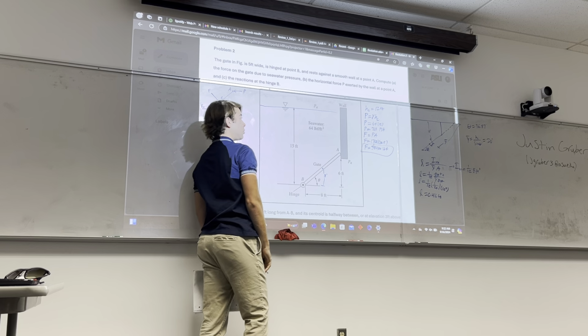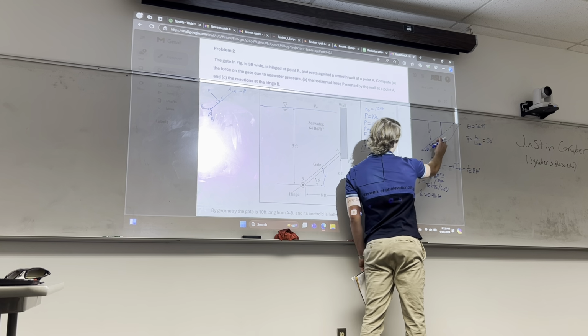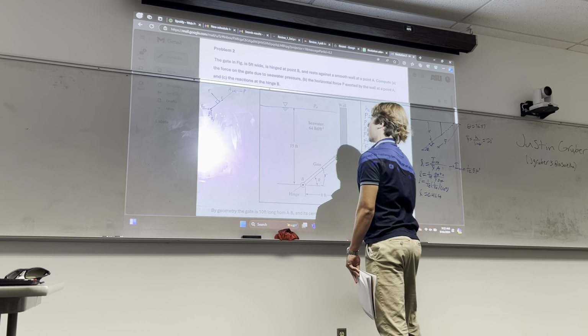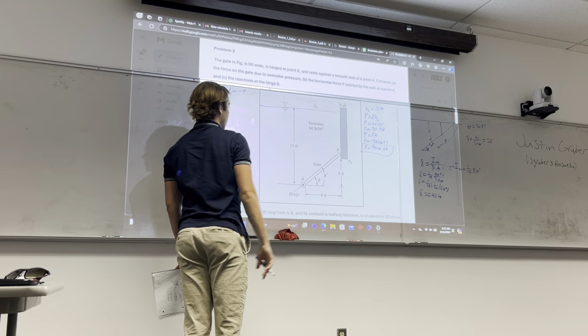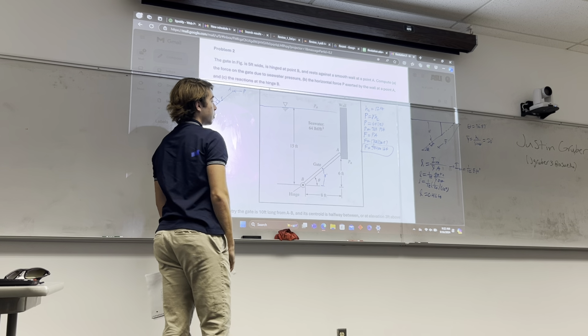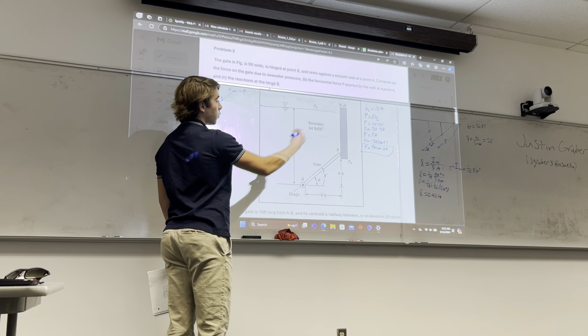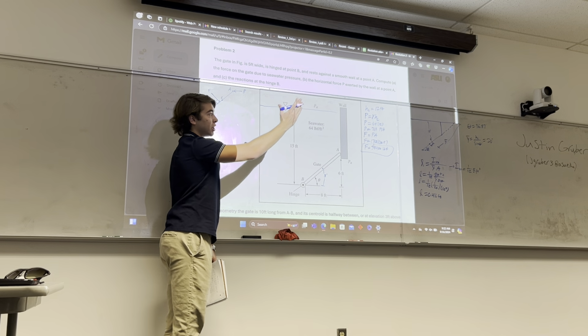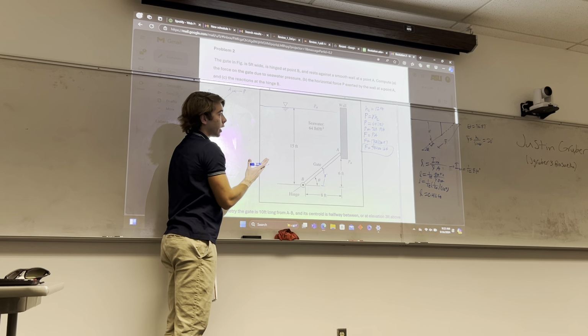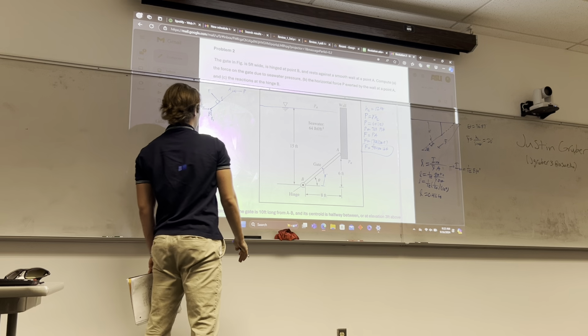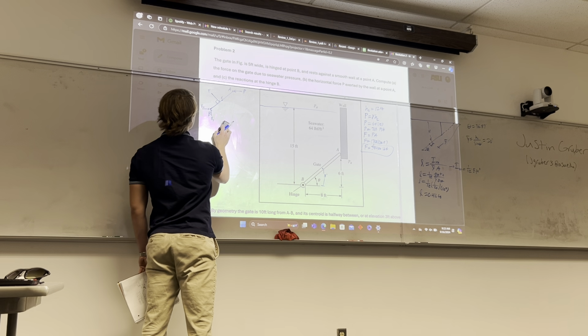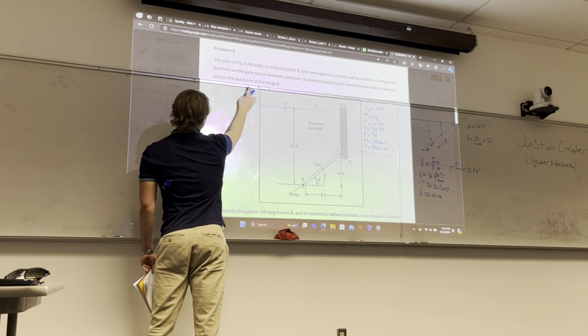So this will be shifted down just like that. So now we're pretty much ready to go. We know where that force is acting. It's acting 0.416 feet below the centroid along the axis of the gate. So I'm going to redraw this a little bigger with all of our new information.